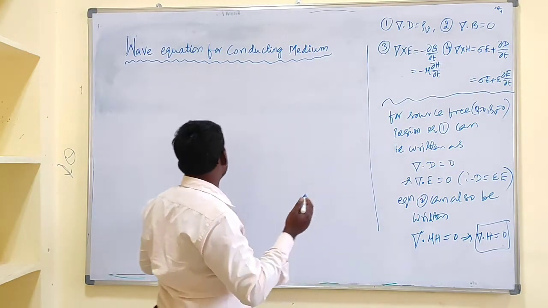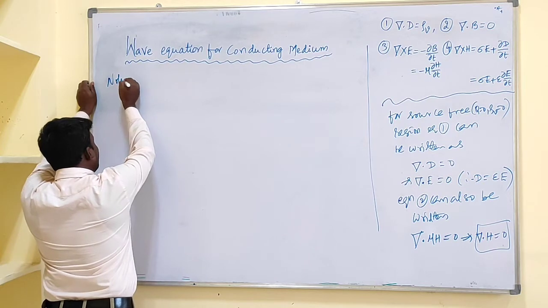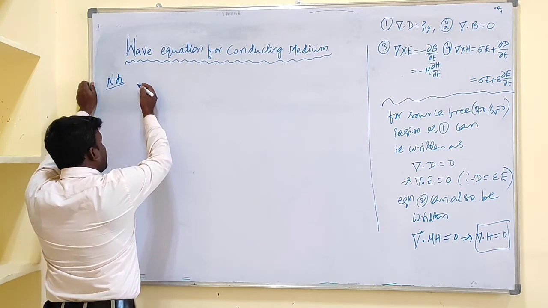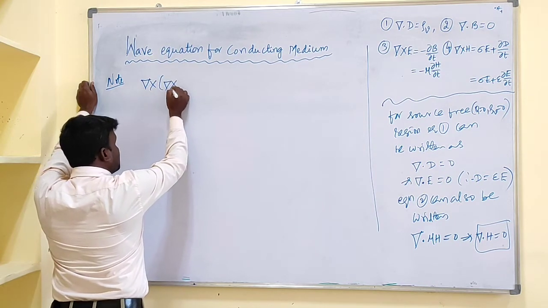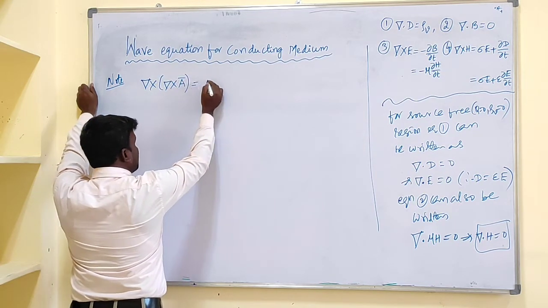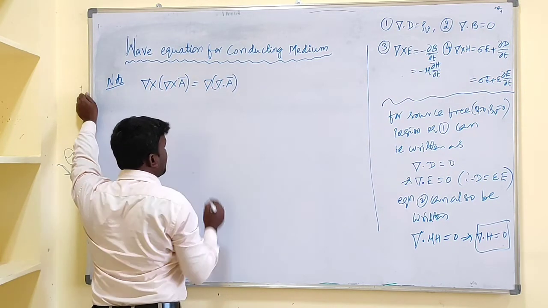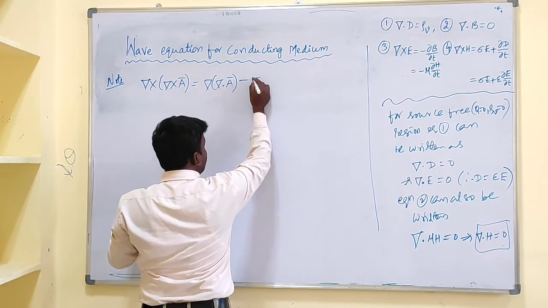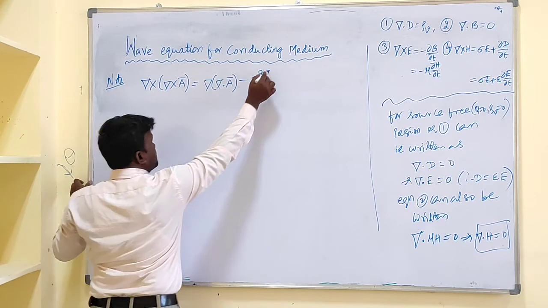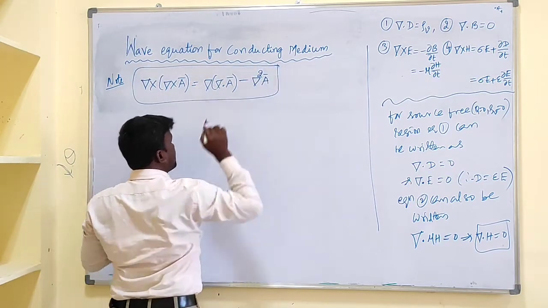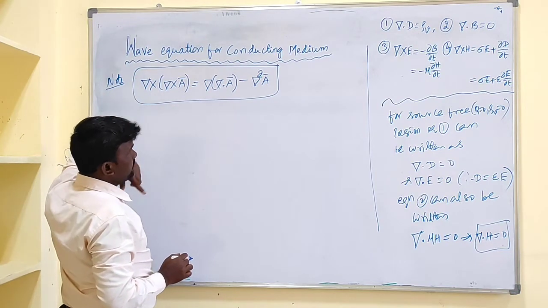First, let us consider a note, that is del cross del cross A. The formula is nothing but del of del dot A minus del square A. Del of del dot A minus del square A. Please remember this formula. We will derive the wave equation by using Maxwell's equations.